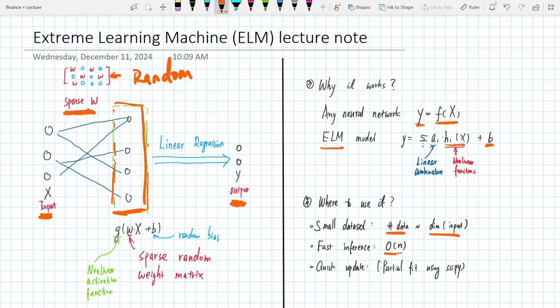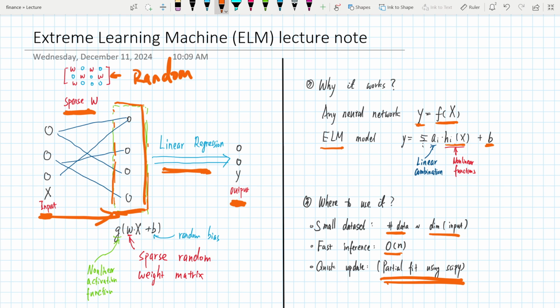And then it's very fast for inference, because it's a linear regression with nonlinear functions, and also it can be updated quickly because up until here it does not have any trainable parameter. You just need to update the linear regression bit, so you can use something like a partial fit in SciPy.